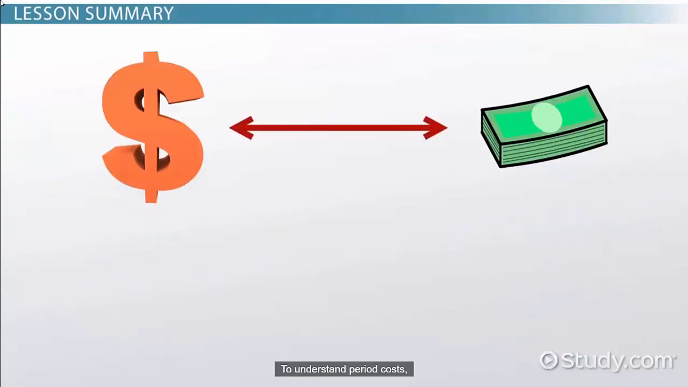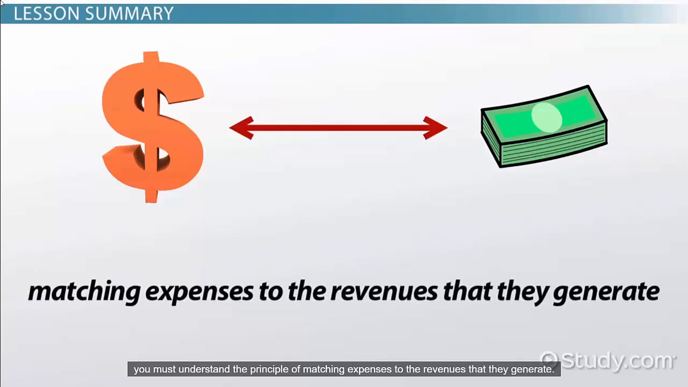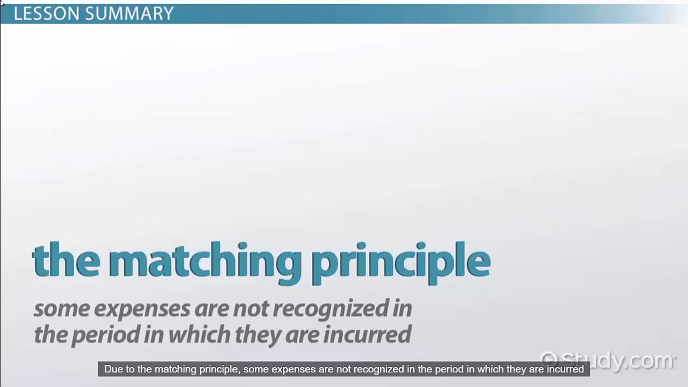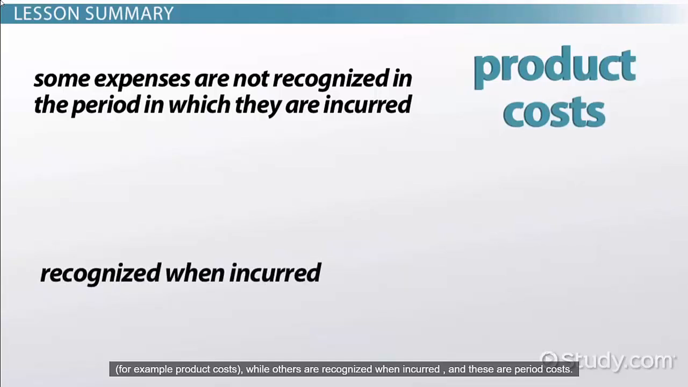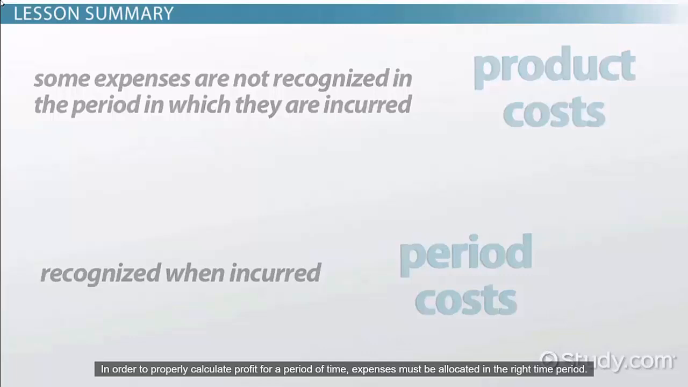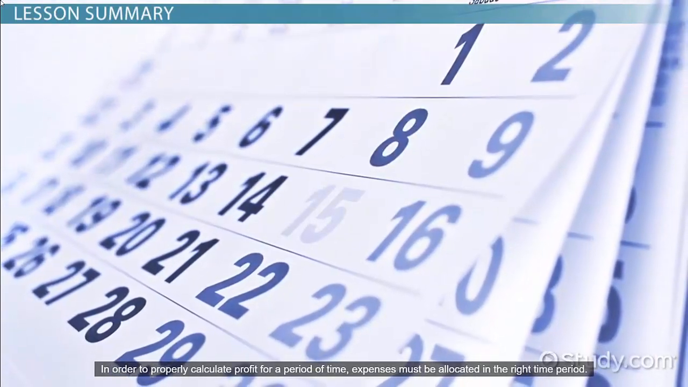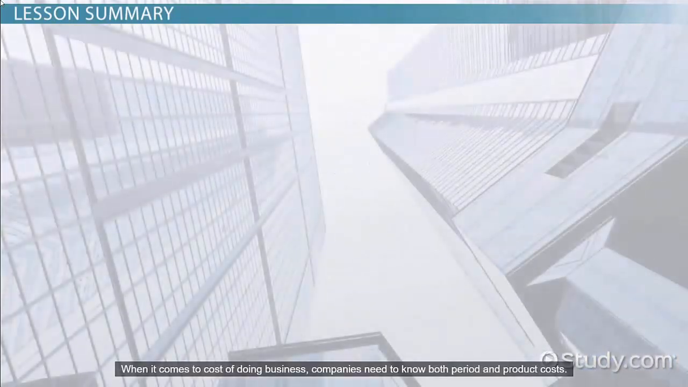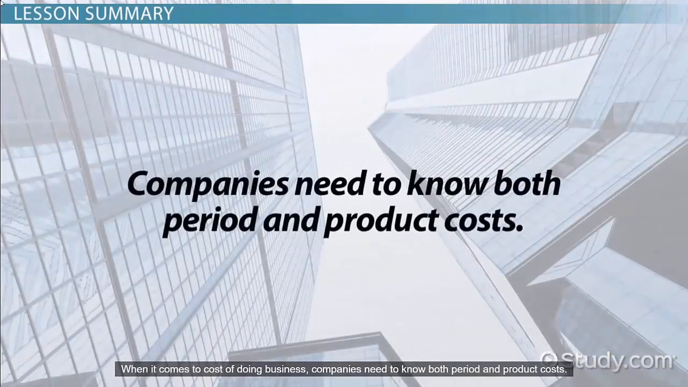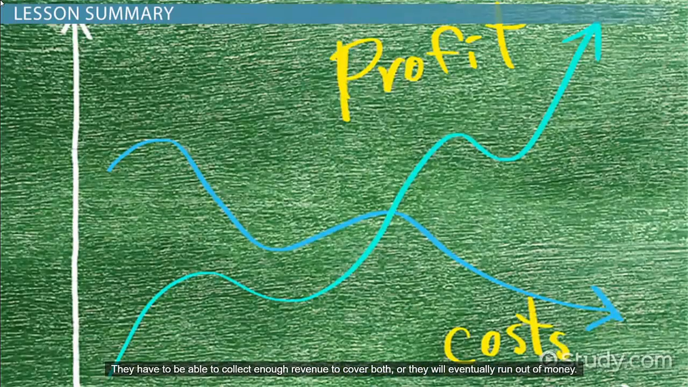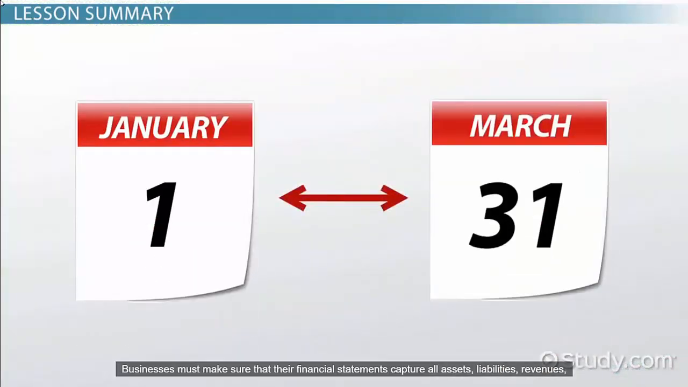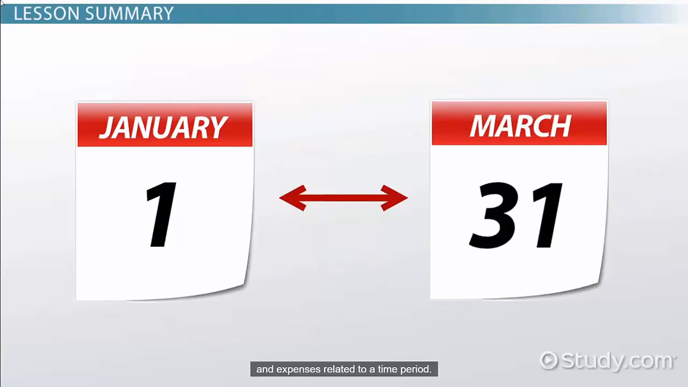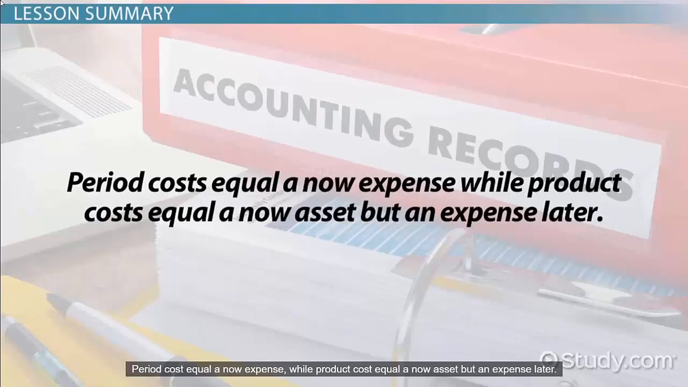To understand period costs, you must understand the principle of matching expenses to the revenues that they generate. Due to the matching principle, some expenses are not recognized in the period in which they're incurred, for example, product costs, while others are recognized when incurred, and these are period costs. In order to properly calculate profit for a period of time, expenses must be allocated in the right time period. When it comes to costs of doing business, companies need to know both period and product costs. They have to be able to collect enough revenue to cover both, or they'll eventually run out of money. Businesses must make sure that their financial statements capture all assets, liabilities, revenues, and expenses related to a time period. Period costs equal a now expense, while product costs equal a now asset, but an expense later.